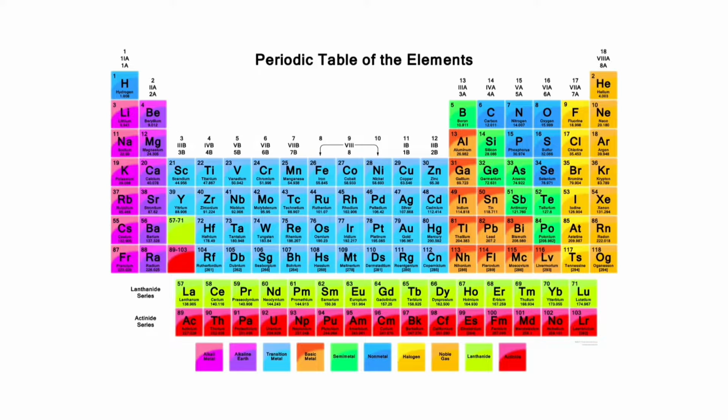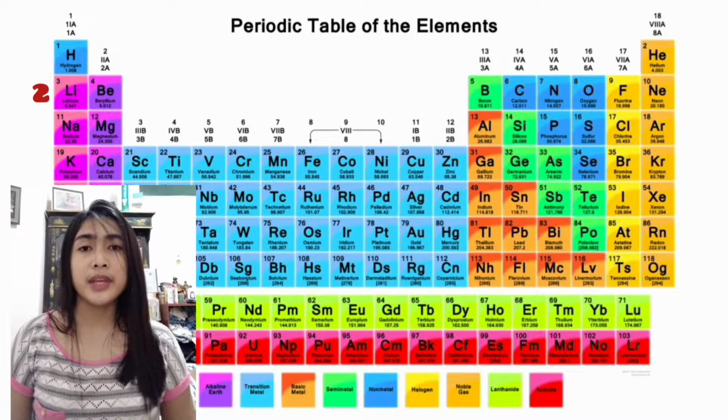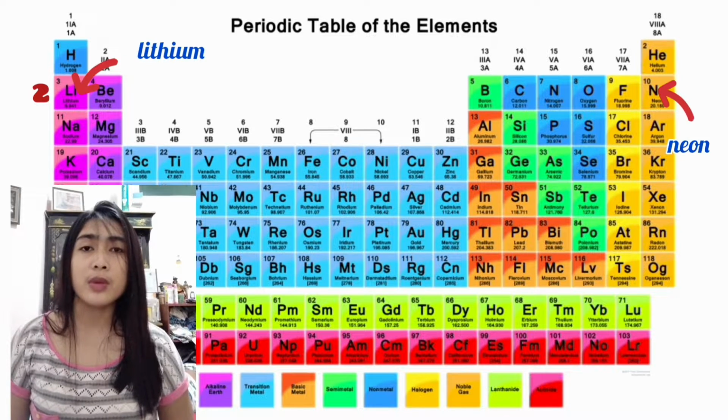The periodic table has 7 horizontal rows or periods. The first period consists of hydrogen and helium, which is hydrogen is located at the top of the periodic table above the first column, while helium is located on the top of the last column to the right. The second period begins with lithium and ends with neon.